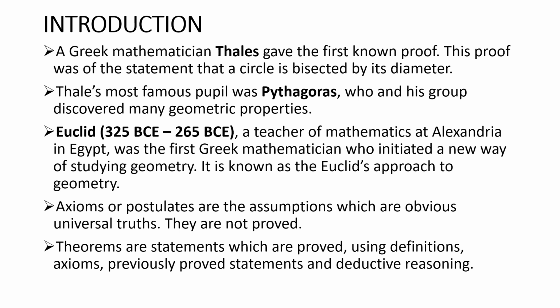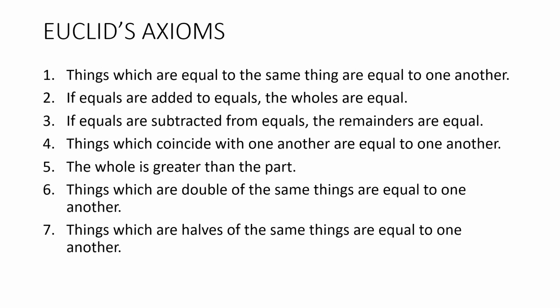Here we have axioms or postulates that are assumptions which are obviously universal truths. They are not proved, they are assumptions which are not proved. Theorems are statements which are proved using definitions and axioms or previously proved statements and deductive reasoning. You need to remember the following Euclid's axioms.